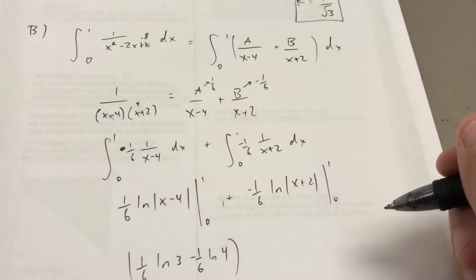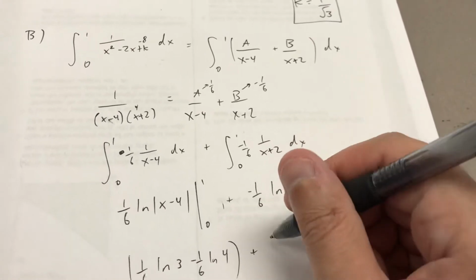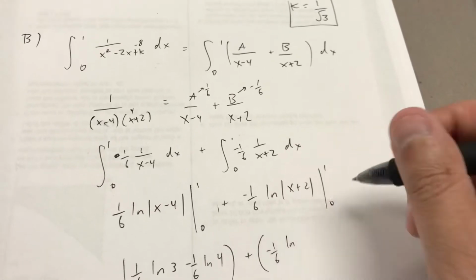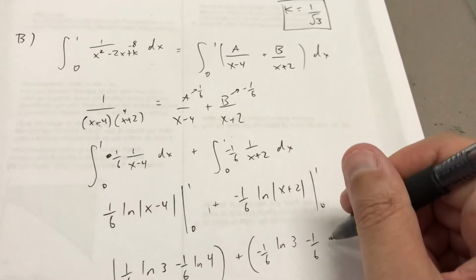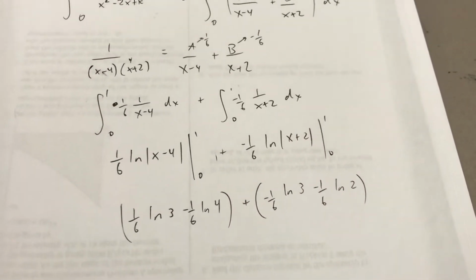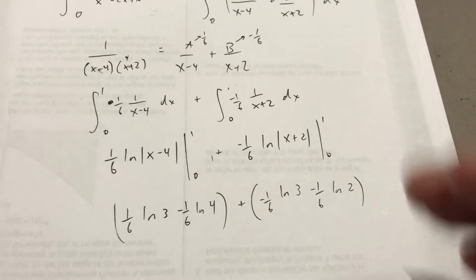And then we're adding this whole second one over here. If you put 1 in there, that's going to be negative 1/6 ln of 3. And if you put 0 in there, it's going to be minus 1/6 ln of 2, okay? If you want to leave it in that form, I believe they'll give you the answers there, or they'll give you the points for that.